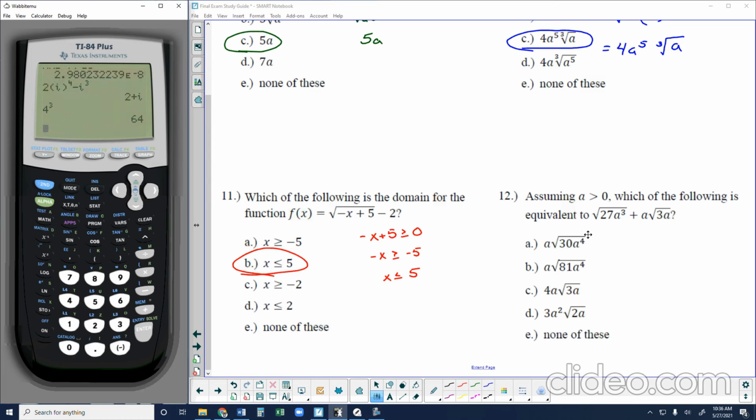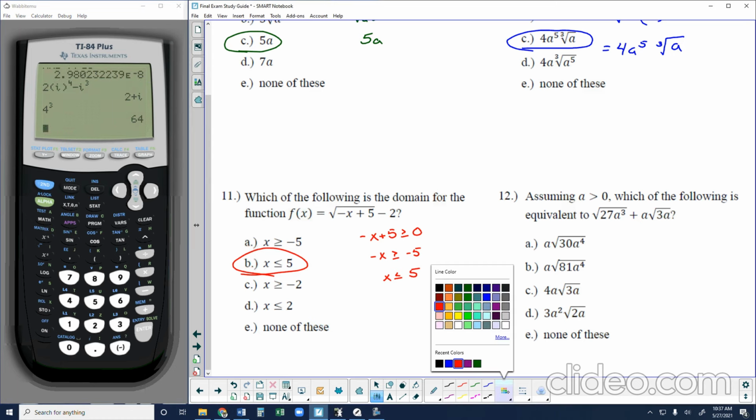In problem 12, it says, assuming a is greater than 0, so we're not dealing with any imaginary units here, which of the following is equivalent to the square root of 27a cubed plus a root 3a. Now remember, I cannot add together these roots unless they are exactly the same. You can only add together roots that are the same type of root, having the same index and the same radicand. So what I can do is work at simplifying the first root here.